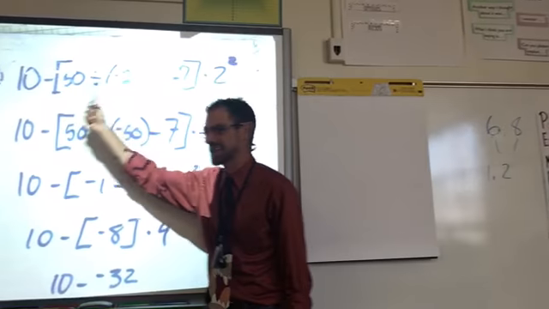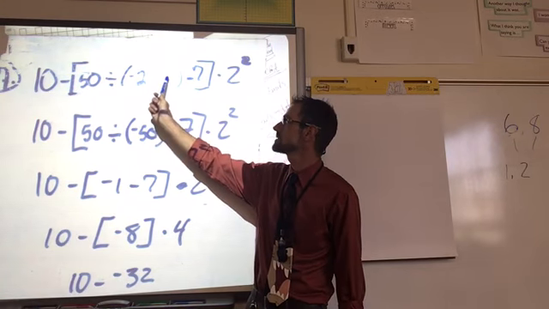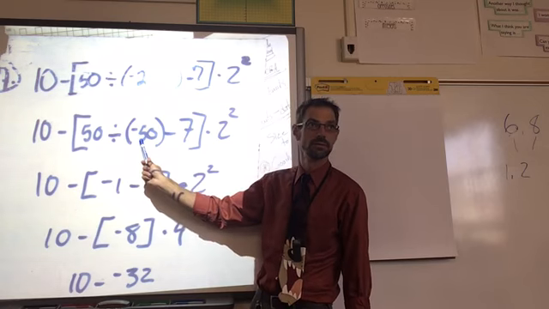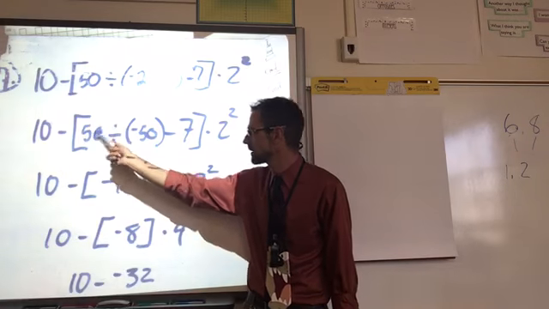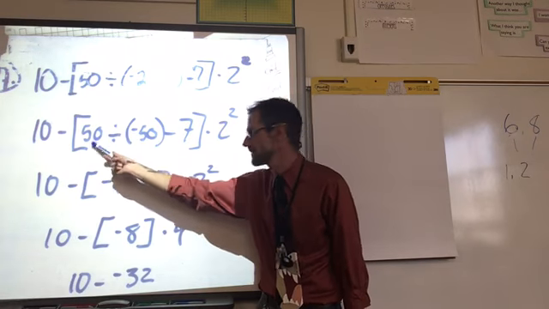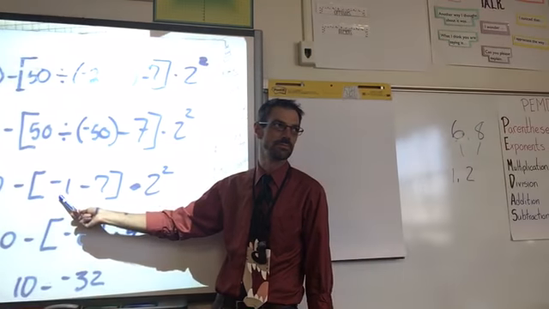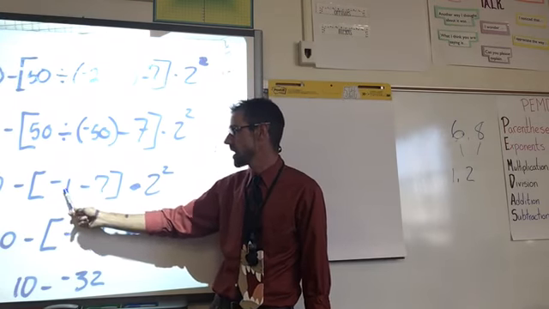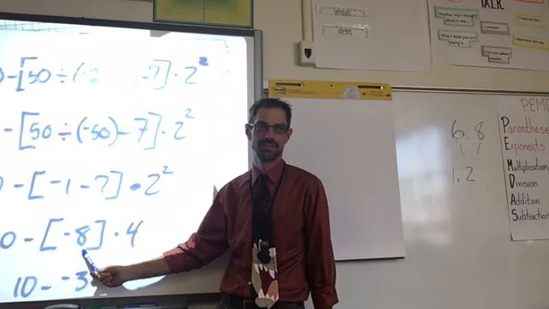Parentheses inside brackets. You do these first. Negative 2 times 25, negative 50. So then the next step, I go left to right. Negative 50 divided by negative 50, negative 1. Then, negative 1 minus 7, negative 8.